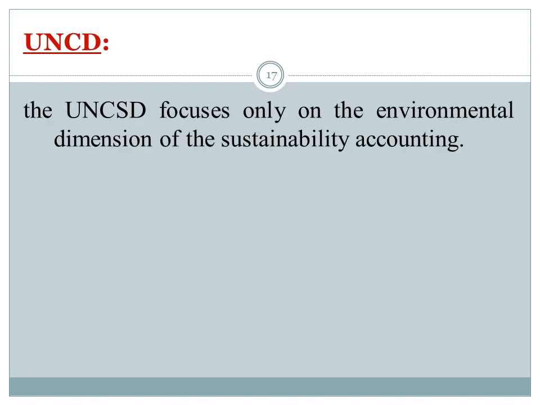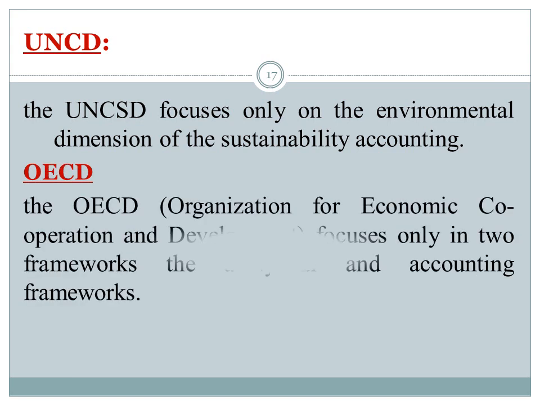Number 2, UNCSD, United Nations, focuses only on the environmental dimension of sustainability accounting. OECD, the Organization for Economic Cooperation and Development, focuses only on two frameworks: the analytical framework and the accounting framework.